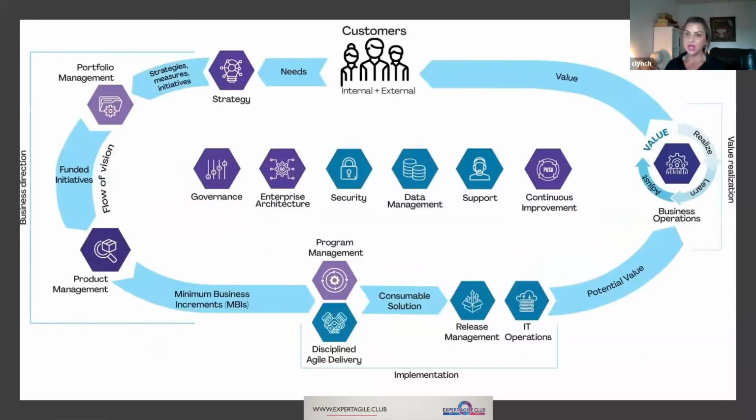Okay, so this to me is my favorite part of Discipline Agile. This is the value stream and the flex life cycle that comes along with it. So the purpose of this is to say, how efficient is your enterprise? Where are the bottlenecks? Where can we improve?